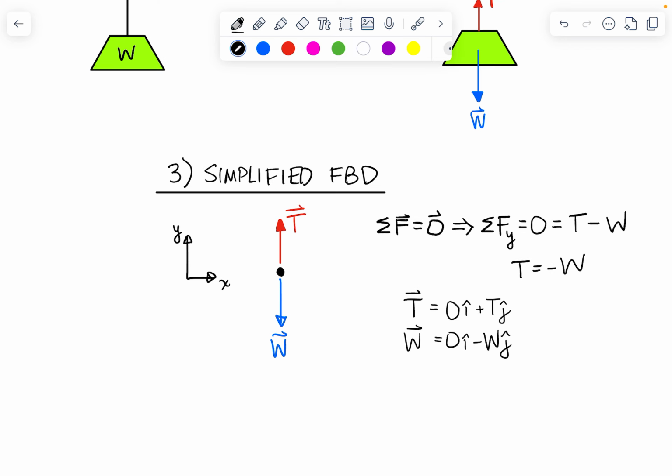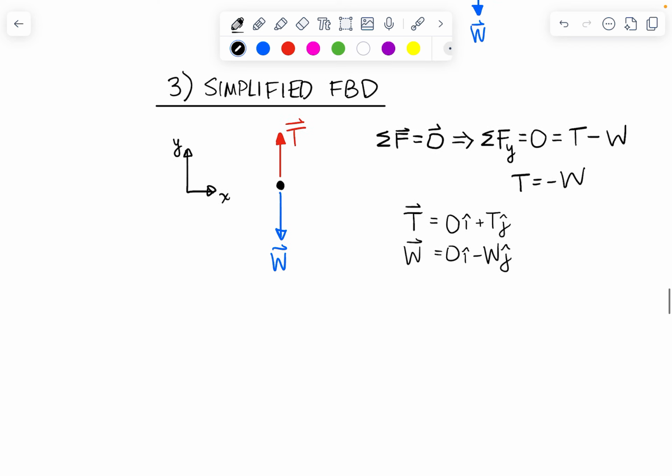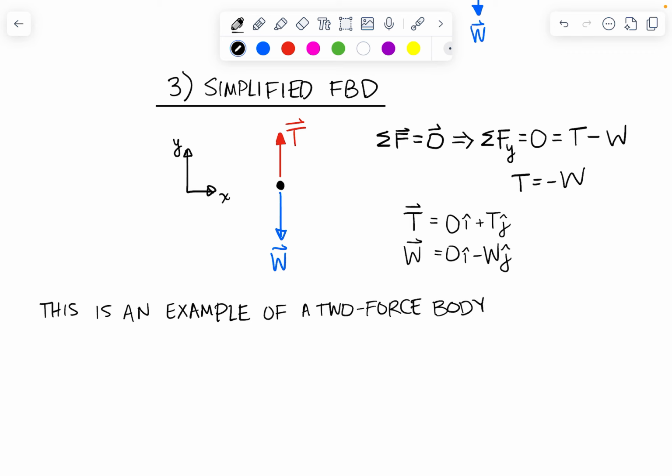So this weight is an example of a two-force body. And there are many different types of two-force bodies, but all it really means is that there's two forces acting on the body. Pretty easy, right?